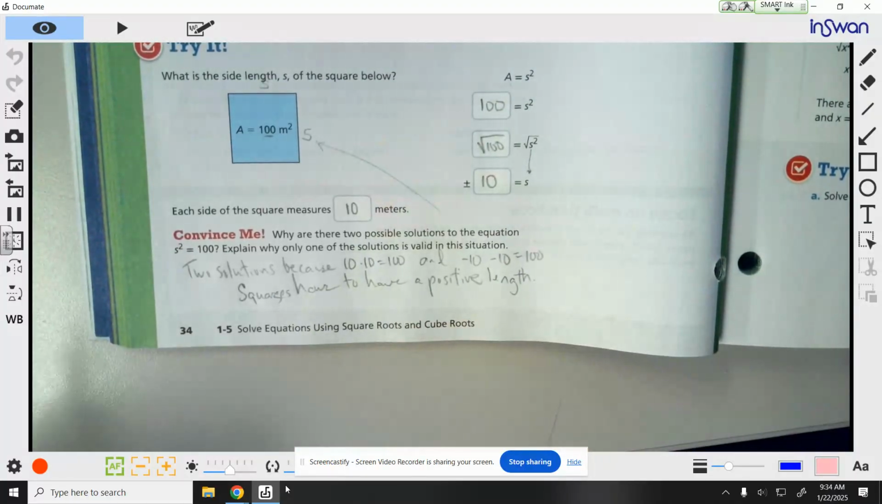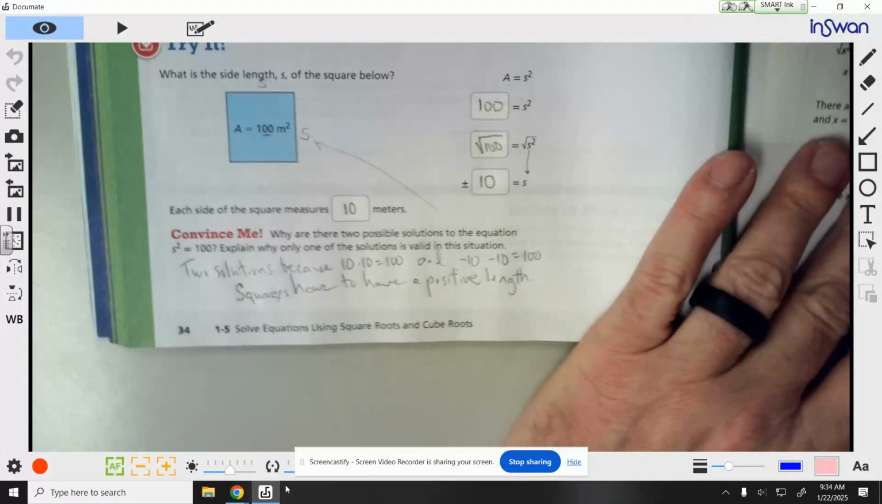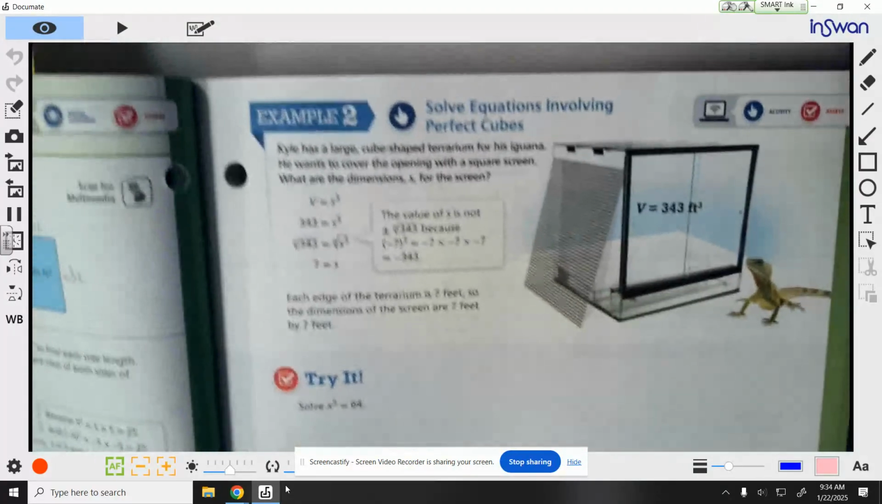So it's a real-world problem. We got a square. You can't have a negative length on a square. So in this case, we would only use the positive answer. Okay, coming over here to example 2.